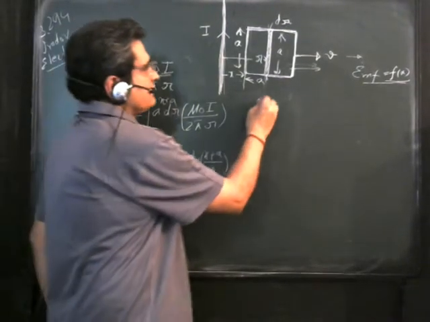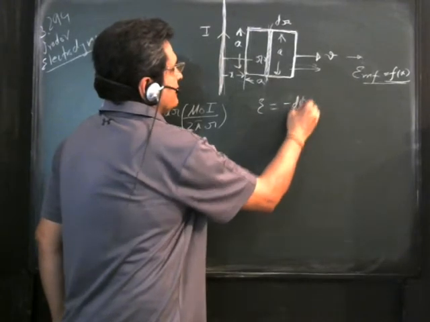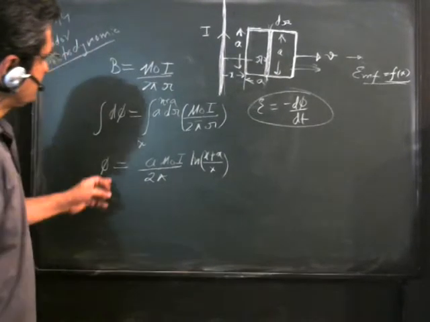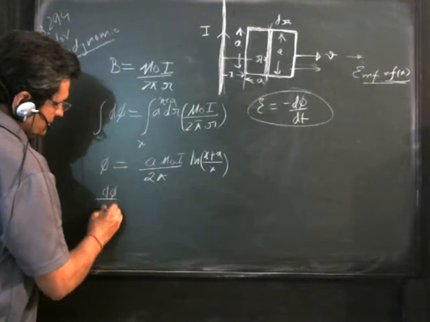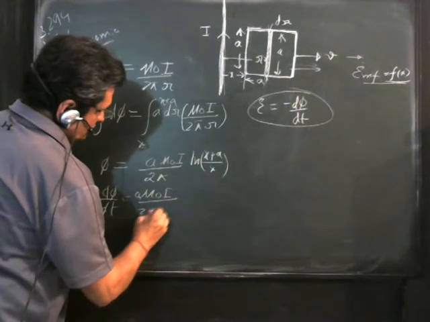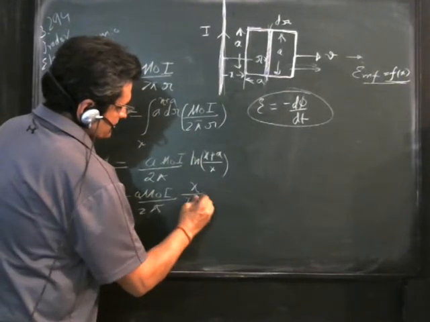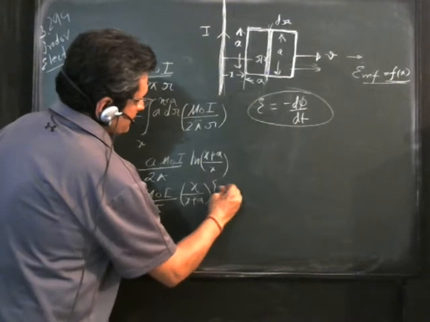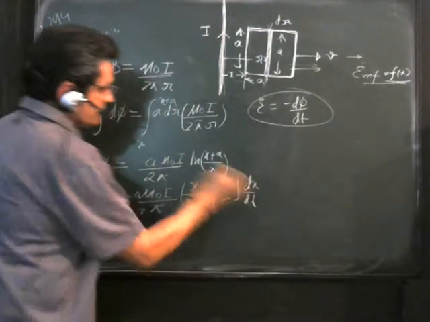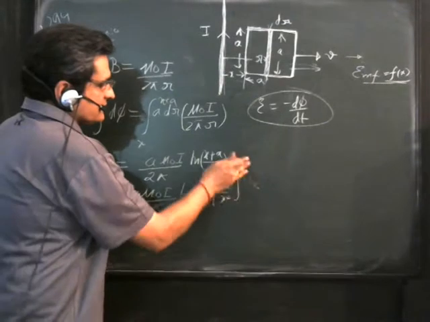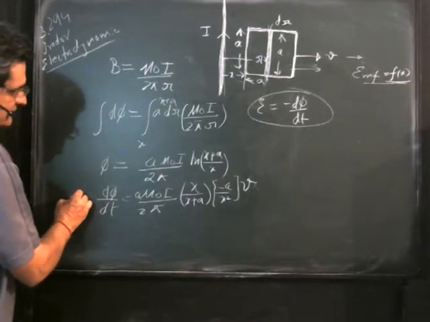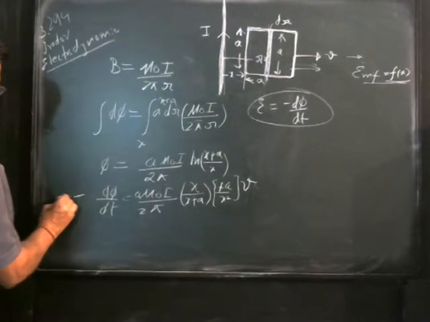We know that EMF is equal to minus d phi upon dt. We know the value of phi, so d phi upon dt we can find as mu 0 I a upon 2 pi, this will become x upon x plus a into minus a upon x square into dx upon dt. When you differentiate it, dx upon dt is nothing but the velocity, so we put the value of v. So we multiply by the minus sign, this sign goes, and this is EMF.